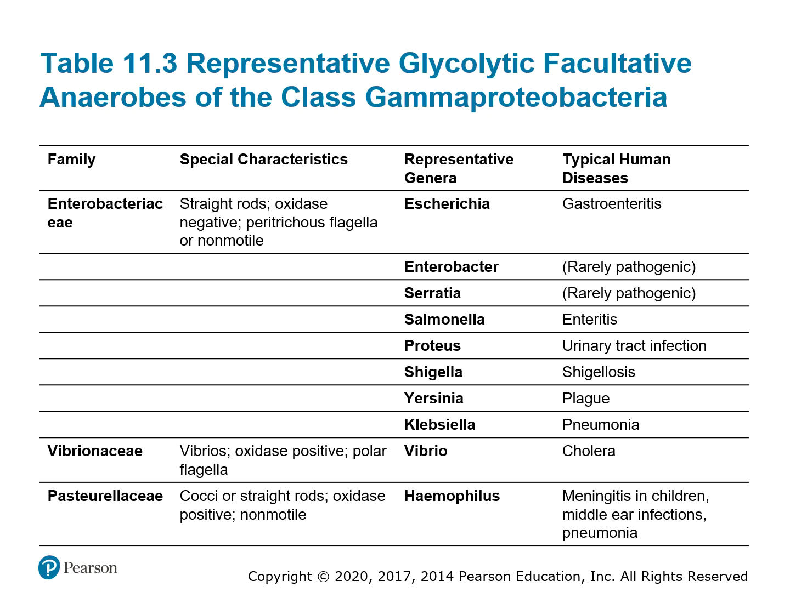And then you have the Vibrionaceae. This is the Vibrio, the curved shaped rod. These are oxidase positive, and they have a polar flagella. And this is the causative agent in cholera. And then the Pasteurellaceae, which are the coccoid and straight rods. These are oxidase positive, non-motile. Haemophilus, this causes a type of meningitis in children, middle ear infections, and pneumonia.